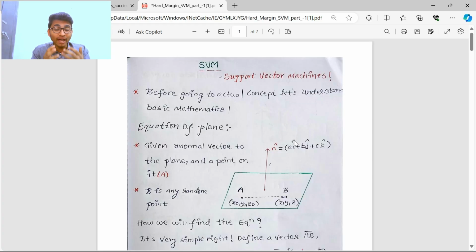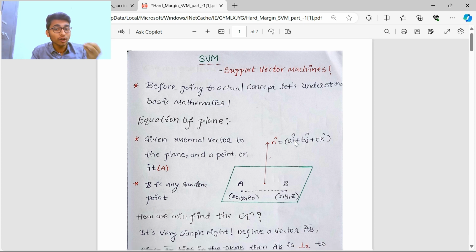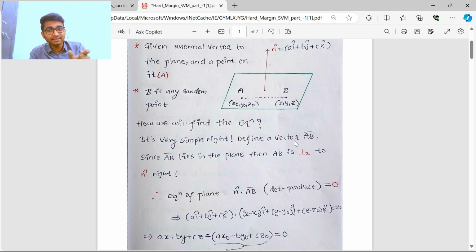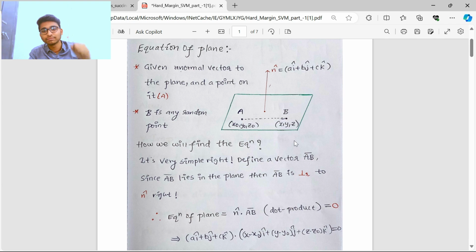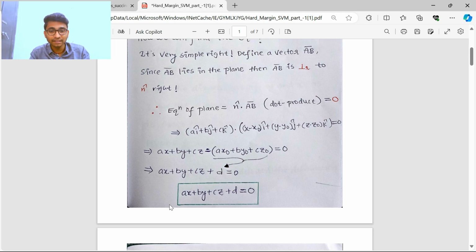Guys, before going into the actual concept, let's understand the basic mathematics. If someone gave you the normal vector to a plane and a point on the plane, how will you find the equation of the plane? It's very simple, right? We will create a vector that lies in the plane and take the dot product with n cap. Since they are perpendicular, the dot product will be 0. That's what I have done, and I came up with this equation: ax plus by plus cz plus d equal to 0. d is a constant.